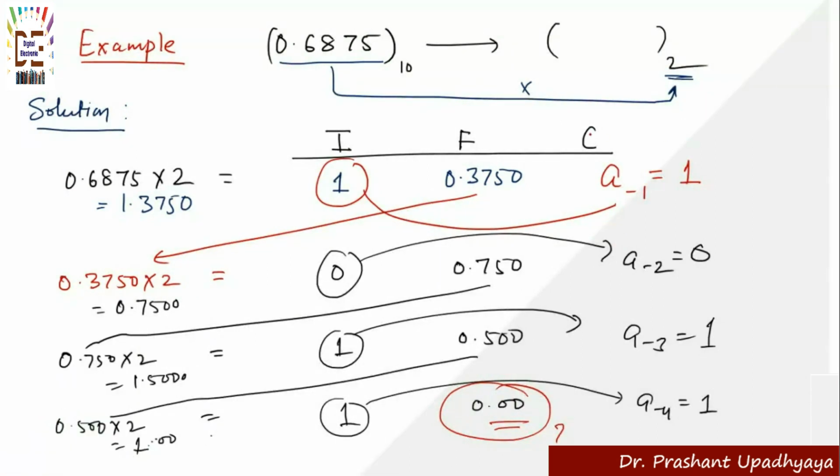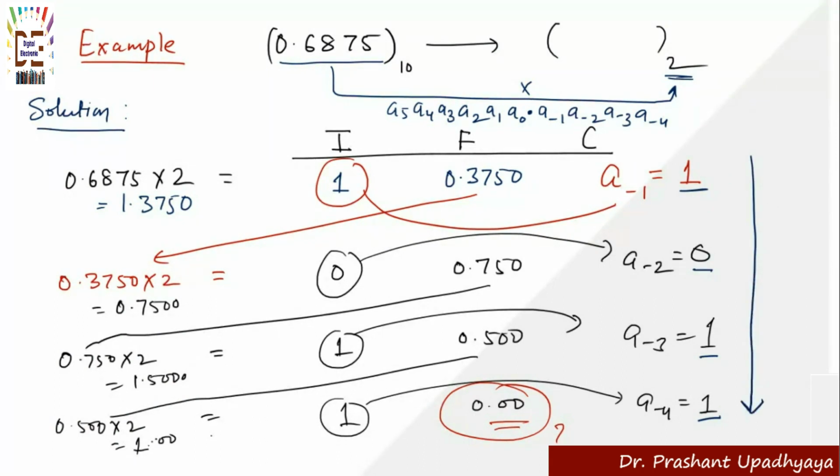How will we write it? A5, A4, A3, A2, A1, A0, and then the dot, then A minus 1, A minus 2, A minus 3, A minus 4. So your answer will start from 1, 0, 1, 1. So this is your A minus 1. When you are going for the fractional part, you have to move from top to bottom. So your answer will be 0.1011.